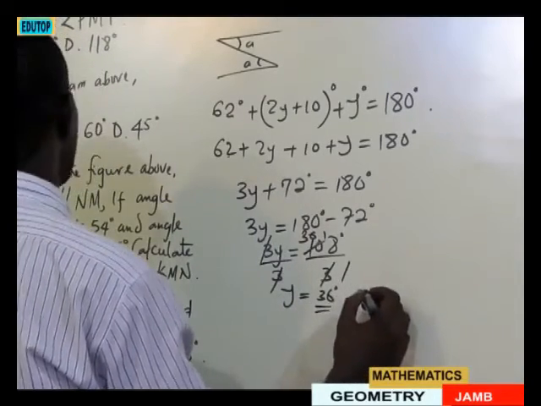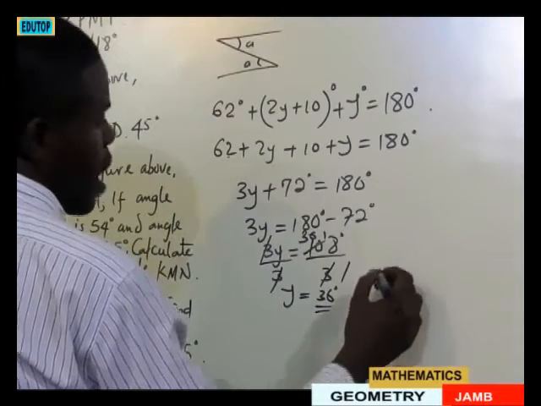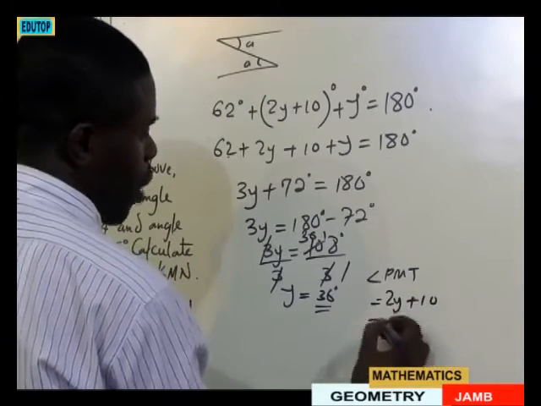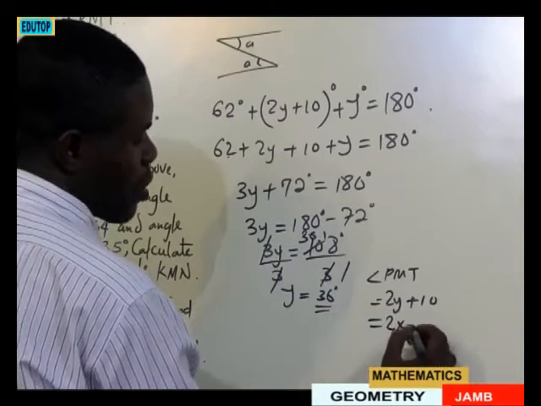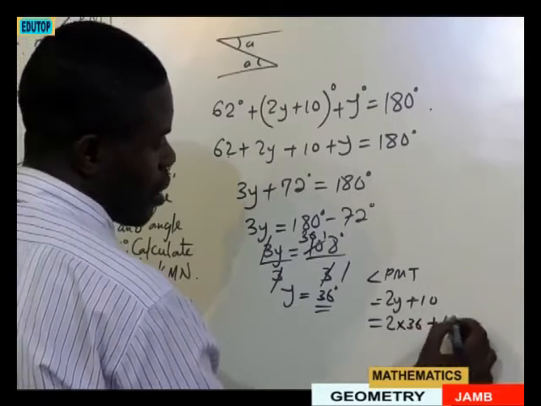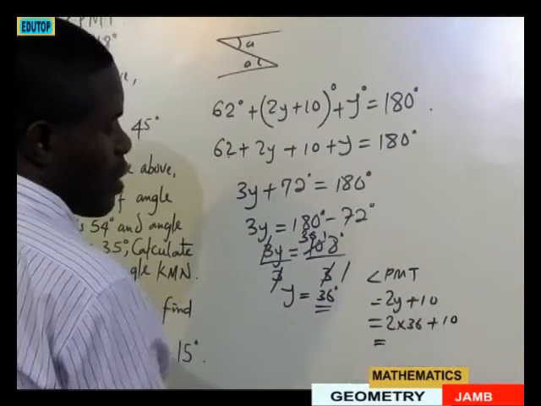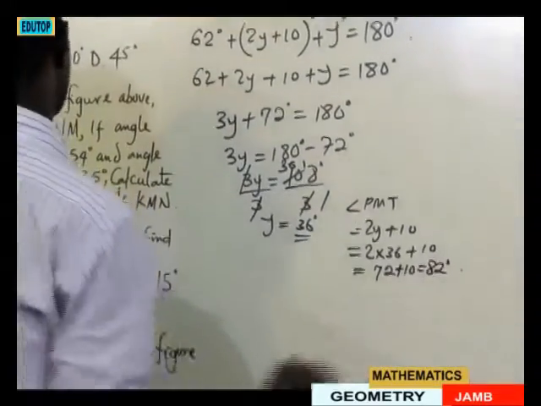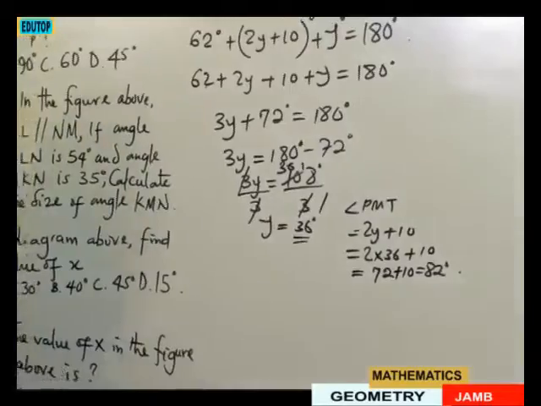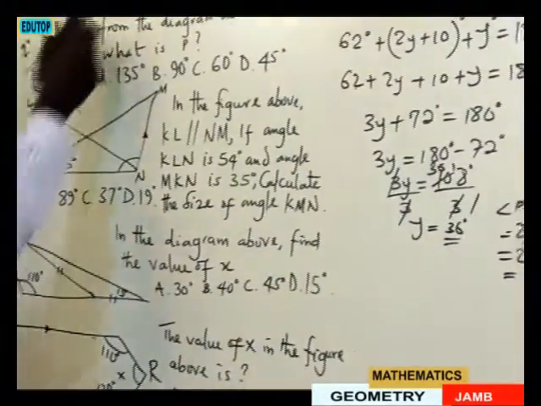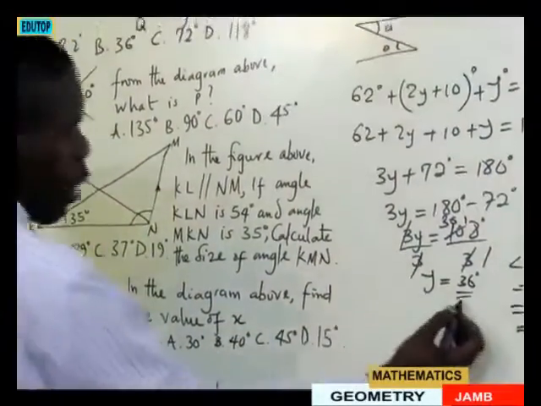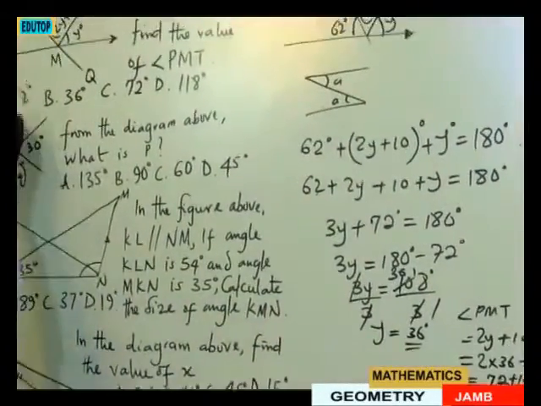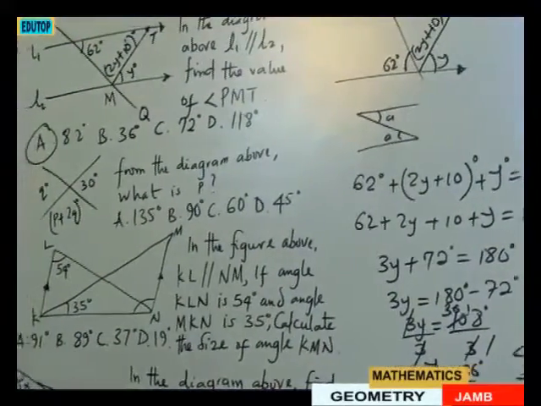No. The question asks us to look for what? Angle PMT. Angle PMT is equal to 2y plus 10. So since we have gotten our y, just multiply that y by 2 and add 10 to it. So 2 times 36, that is 72. 72 plus 10 will definitely give us 82 degrees. So we go to our options and see the one that matches that. You can see 36 is there, which is a trap, because we have already calculated 36 as our y. But the question asks us to look for 2y plus 10. So automatically the answer will be A for the first part.